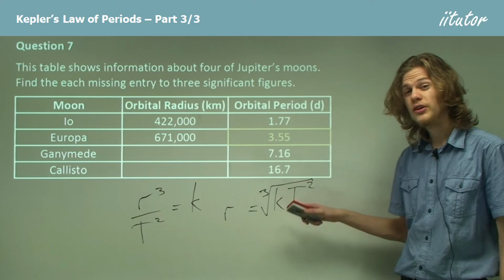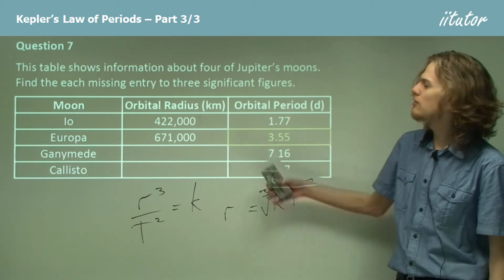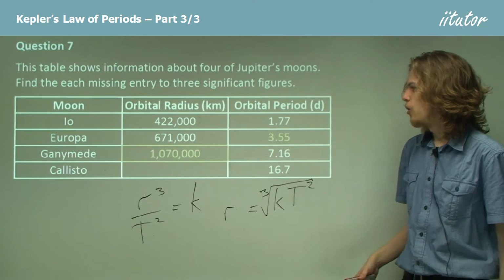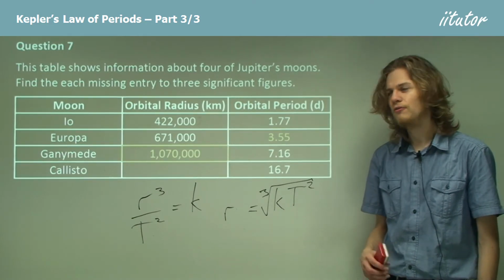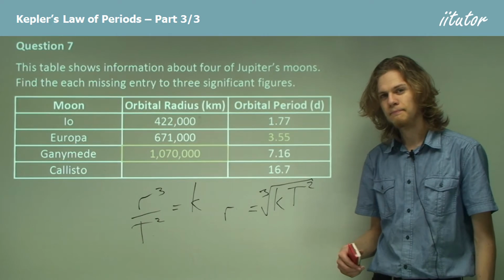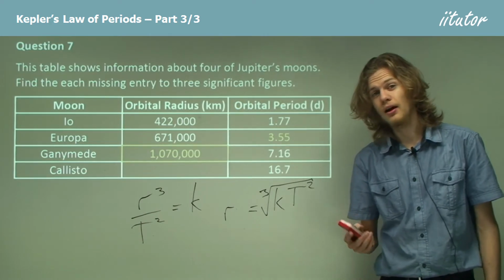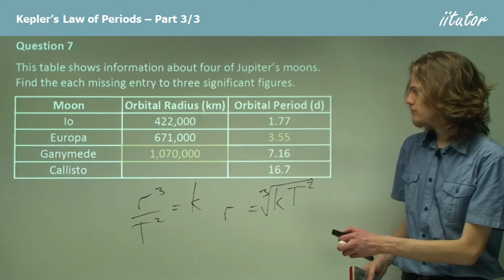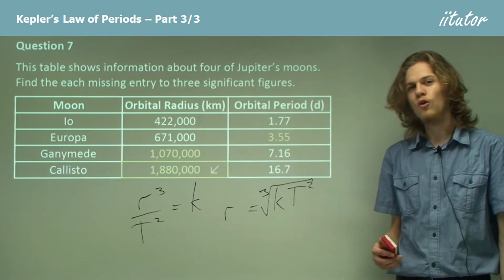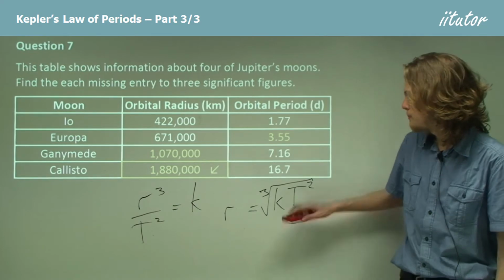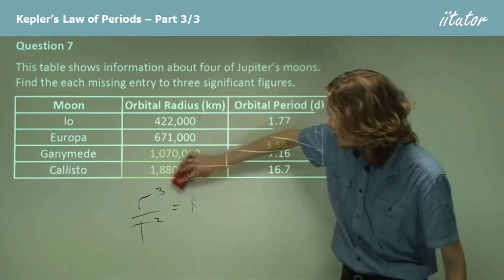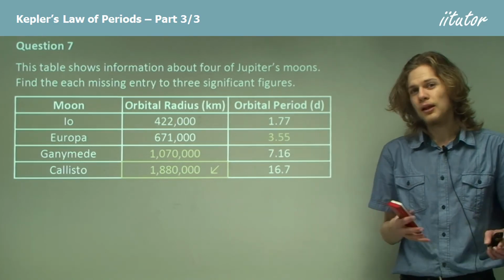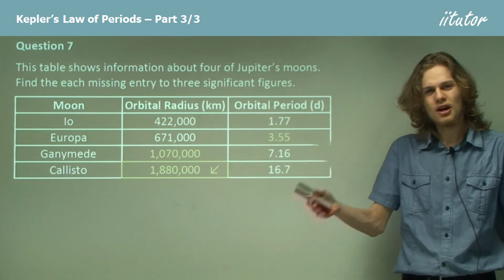So once again, we can use exactly the same value for k that we had for Io and Europa. This will give us a value of just over 1 million kilometers for the orbital radius of Ganymede. We can use exactly the same procedure to find the orbital radius of Callisto, which will turn out to be almost 2 million kilometers. Of course, this will work for the moons of any planet, or indeed the planets around any star.